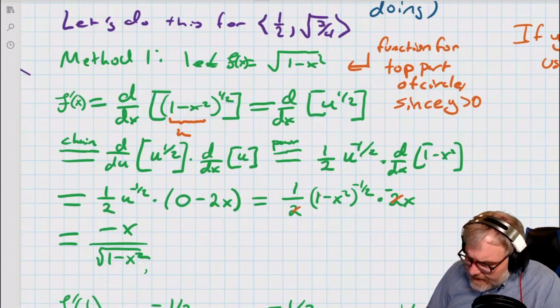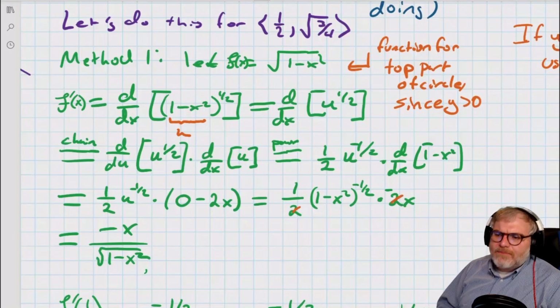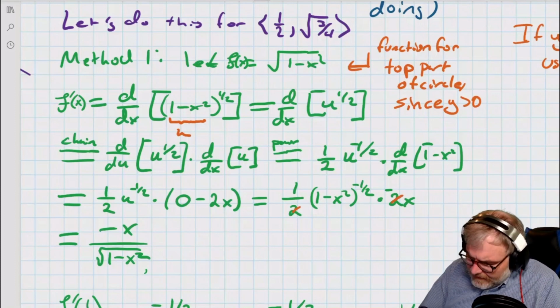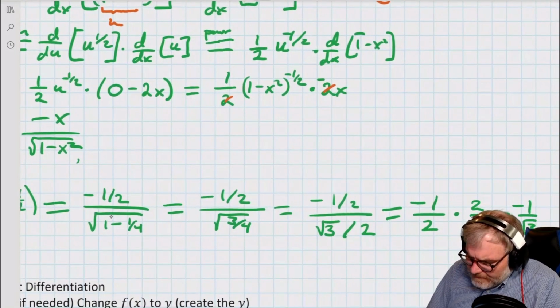And then when I sub in here my baggage, the 2's are going to cancel here. I'm going to get 1 minus x squared to the -1/2 times the negative x. I'll put the negative x on top, I'll put this on the bottom and put the square root back there. So that's how I would solve this problem. I take the derivative, and now I throw in 1/2. So f prime of 1/2, and so on.